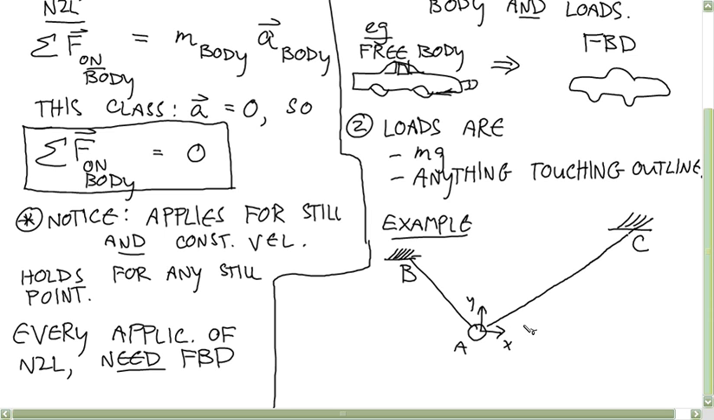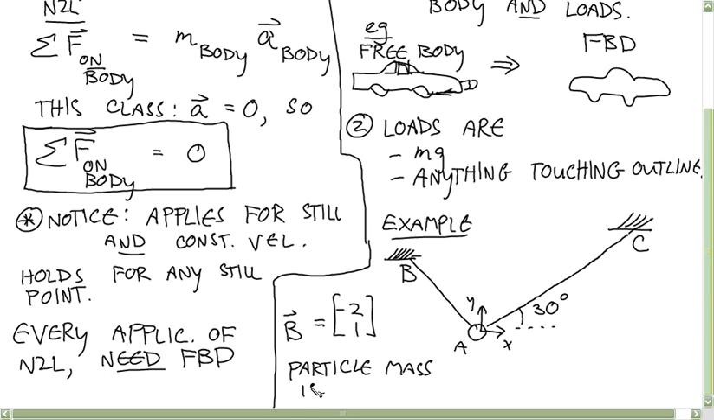So what do we know about these two supports or these two cables? We know that this angle is 30 degrees, and we know that the point B is -2 meters, 1 meter. Okay, and the particle mass is 10 kilograms.